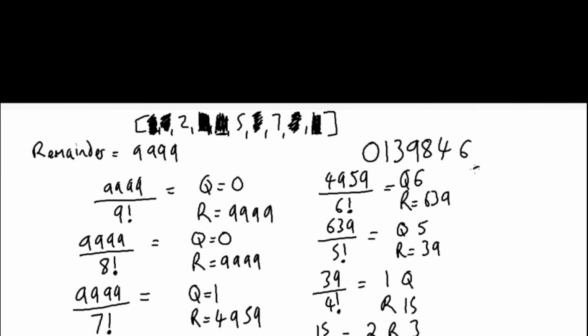What's left? Oh yeah, 3 divided by 2 factorial. That's going to be 1, remainder 1. Get the first element, that's the 5. Put that in there. 1 divided by 1 factorial is going to be 1, remainder 0. So now the remainder is 0, so we finish.